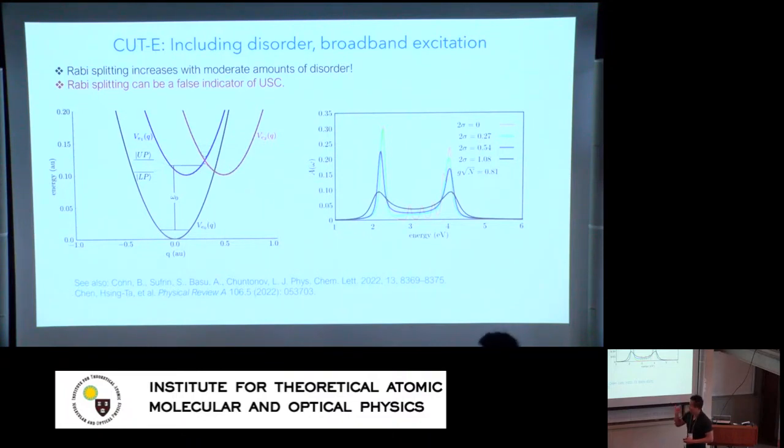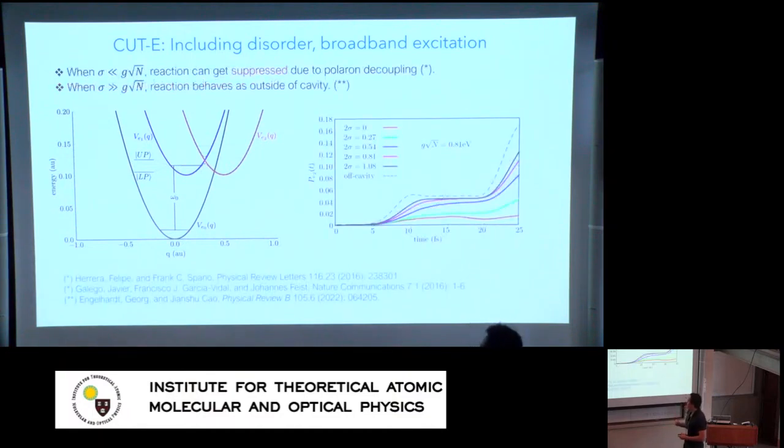But here's the important lesson that needs to be conveyed to the community. If you get, like, say, a Rabi splitting that is 10% of the optical gap, that doesn't mean that you're in ultra-strong coupling, right? So the Rabi splitting is a false indicator of ultra-strong coupling because disorder exacerbates the Rabi splitting, and maybe your collective light matter coupling was, say, 0.07 of the optical gap, but then the disorder augmented it.